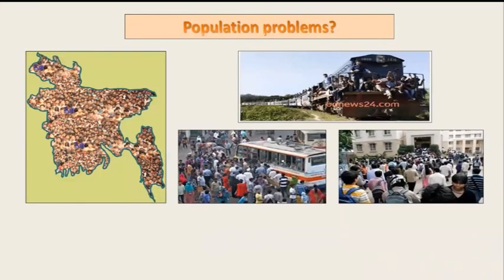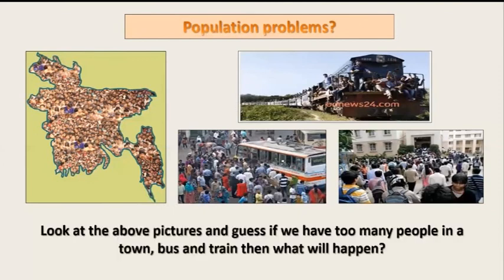And population problems. Look at the above pictures and guess, if we have too many people in our town, bus and train, then what will happen? Okay, so population problems is also a great problem. So if the population is over, what kinds of problem we will face in our country? Write 4 or 5 lines about population problems. Okay? Yes, sir. All the things are your homework.